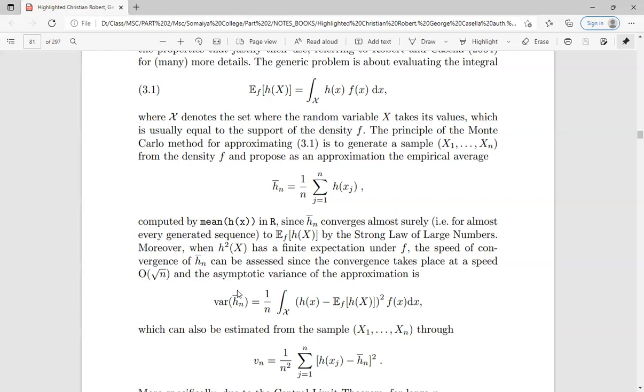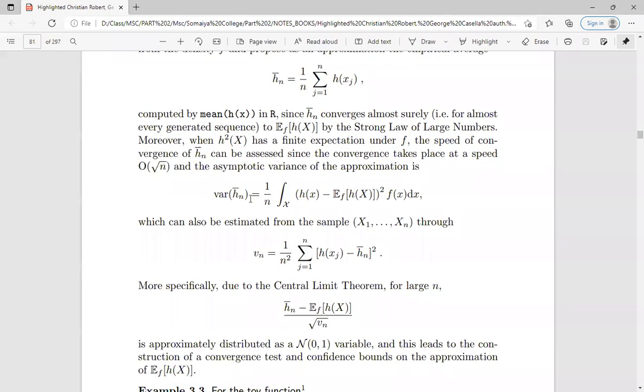Okay, similarly one can compute the variance, which is the variance of h bar x, which is h bar n, 1 upon n, h of x minus, that is the mean you have already obtained, square f of x dx. Which can be written as the usual estimate of your variance: 1 upon n square, summation of h of x_i minus h bar whole square. Okay, so these two concepts you must go through and understand properly.